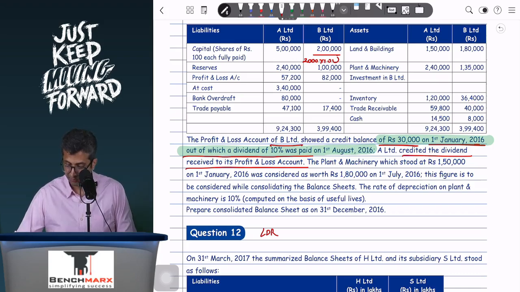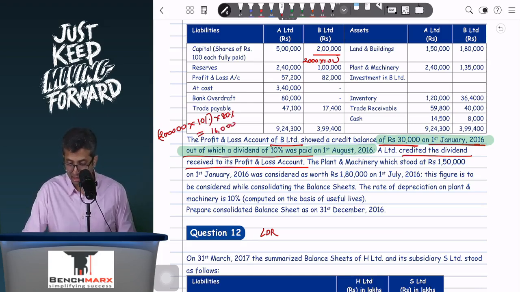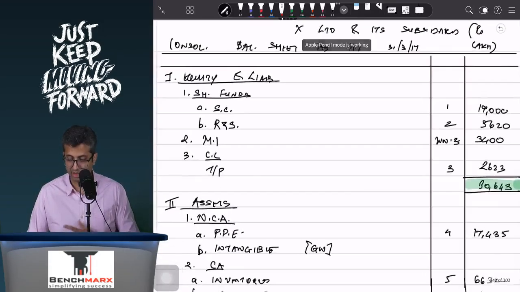A has a 80% stake. So if I look at my total dividend, this is 2,000 or 2 lakhs is my total share capital into, I think, 10%. So this is 20,000 of total dividend and 80% is my stake, and hence this is, I think, 16,000. I've credited 16,000 wrongly to my P&L. So I will credit the P&L.